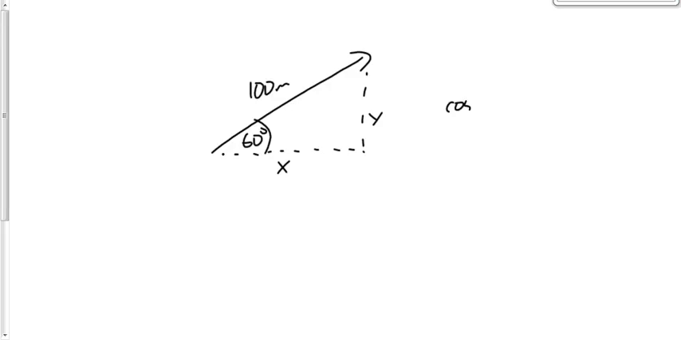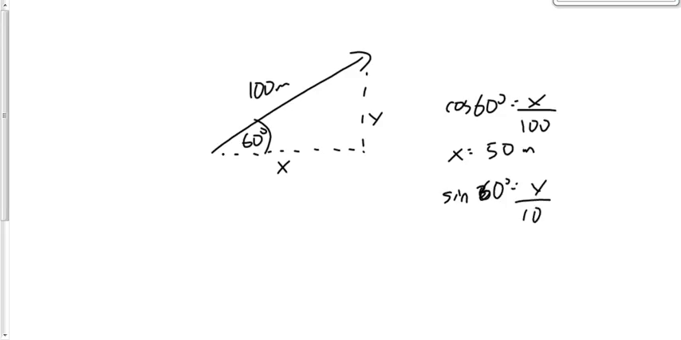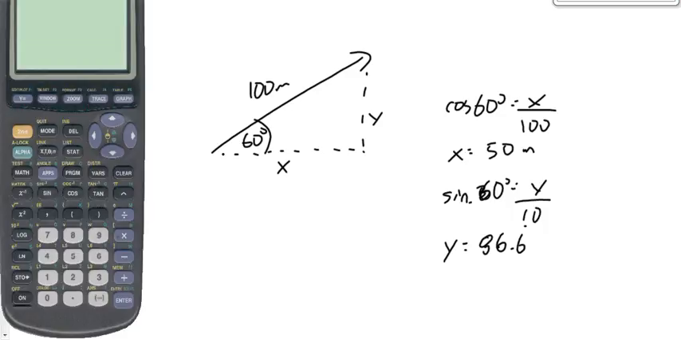Let's say cosine 60 degrees is equal to x over 100. That's adjacent over hypotenuse. And x ends up being equal to 50. Sine 60 degrees is equal to opposite over hypotenuse. So y ends up being equal to 100 sine 60, which is 86.6. A couple of people are asking me how we actually enter this. Let's pull our calculators in.